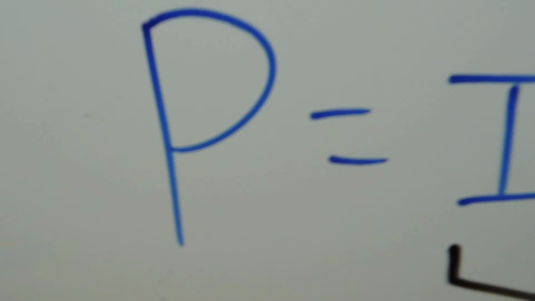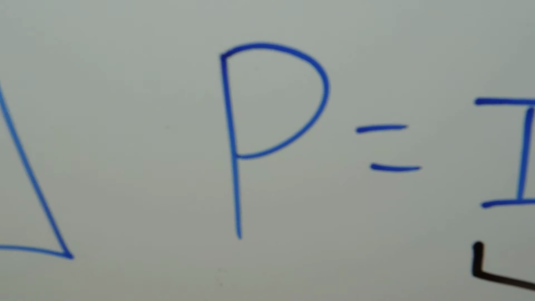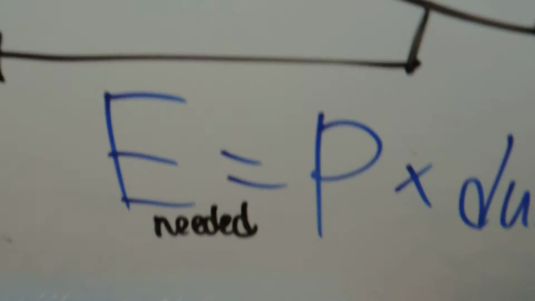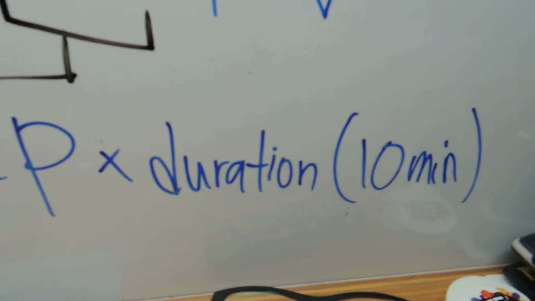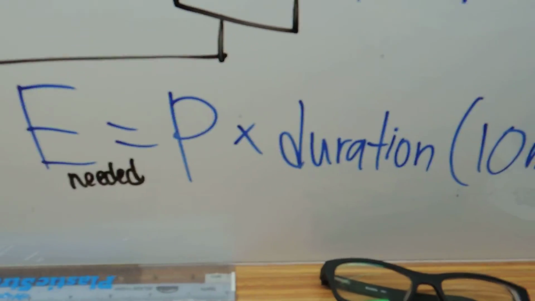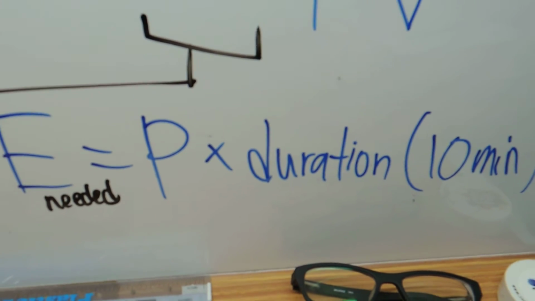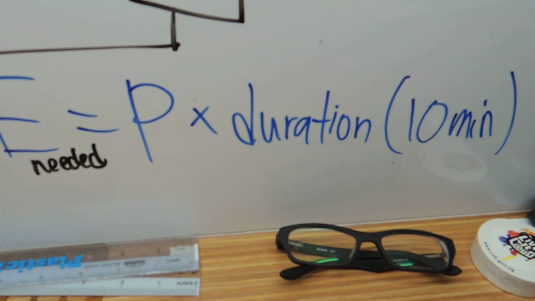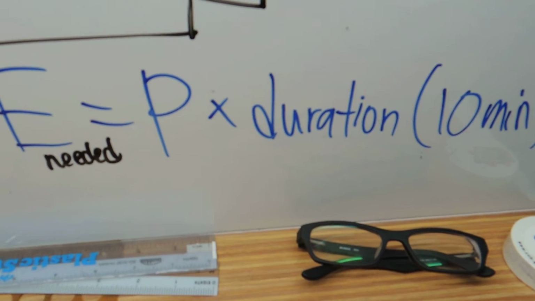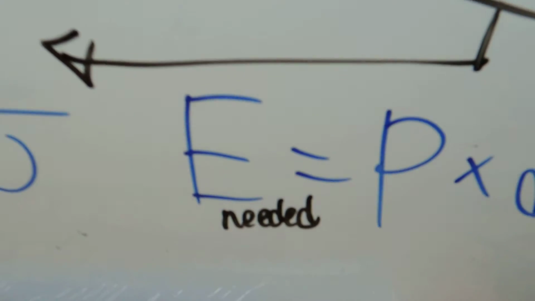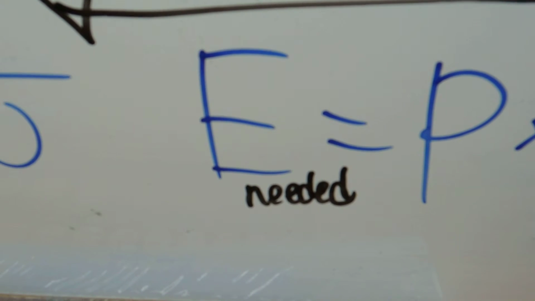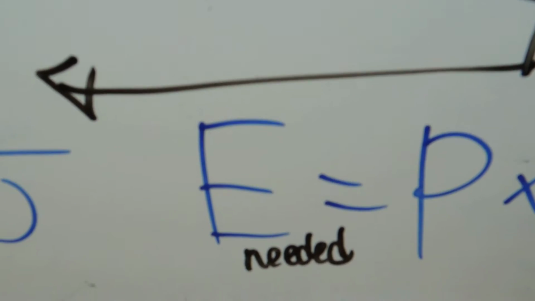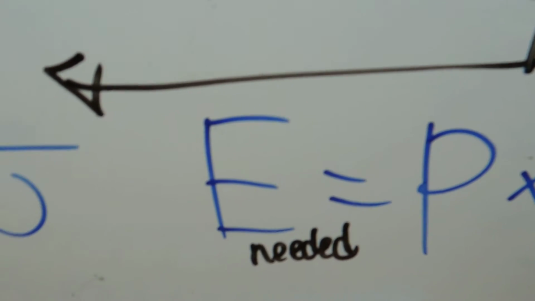And next, why do we need this power? Because we want to find the amount of energy that we need to drive our whole system, and this can be done by using this equation. Energy equals power times the duration, because power is joules per second, so we will times the amount of seconds in 10 minutes to get energy, and this is the energy that we need for our whole system. And from this we know how we can choose our battery.